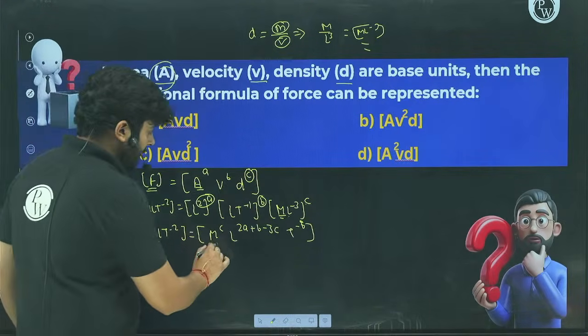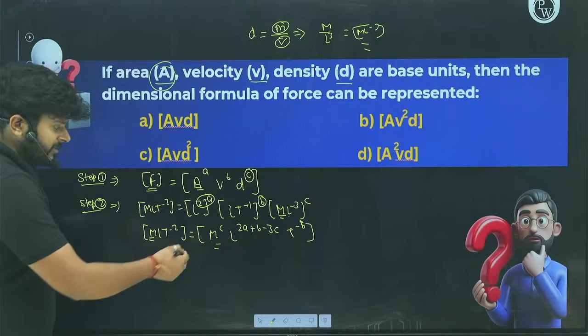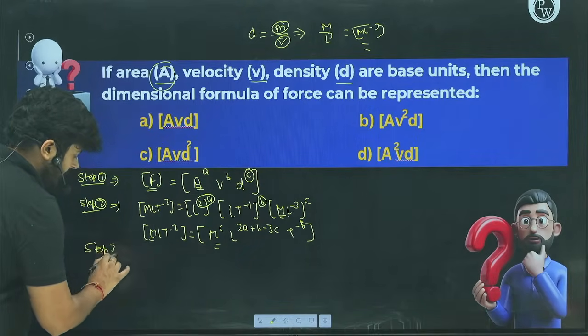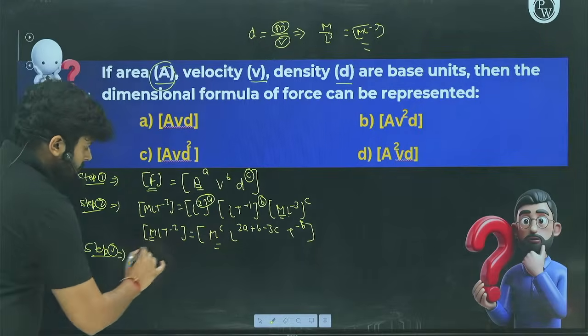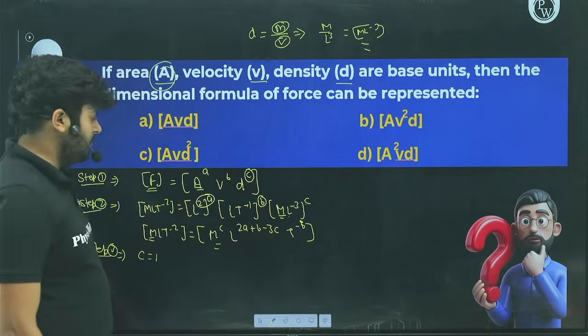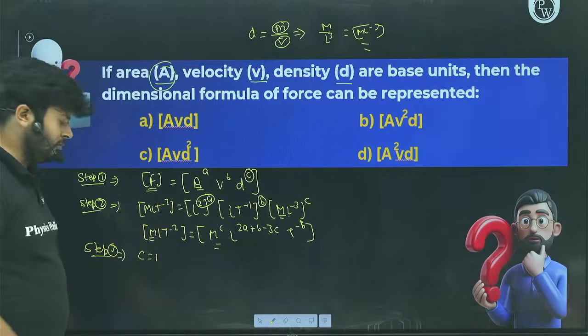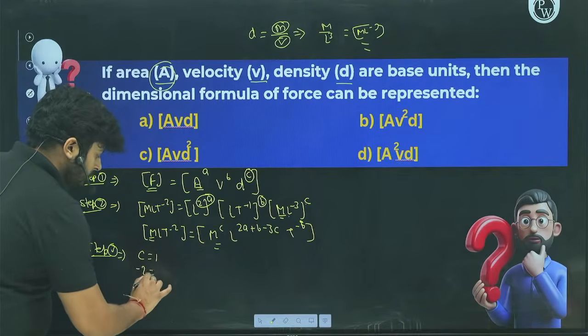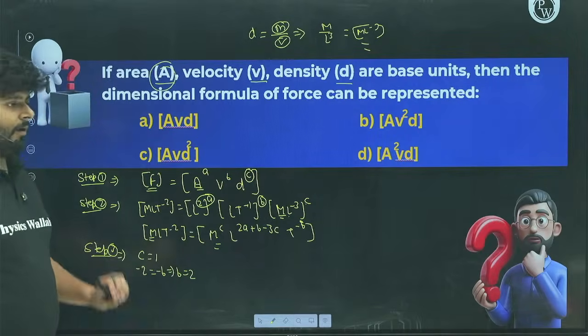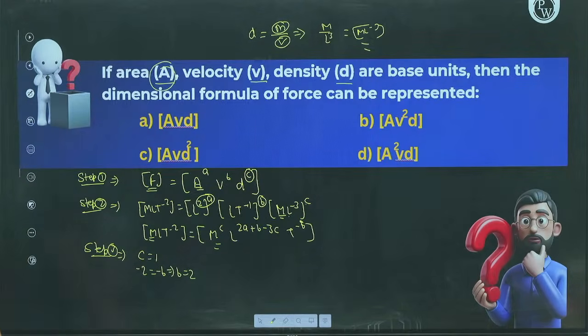On the right side, the power of M is C. So by comparing both sides, we get C equals 1, right? And look at that, the power of T is minus B, and the power of T here is minus 2. So by comparing, minus 2 is minus B, so B equals plus 2. C is calculated and B is also calculated over here.